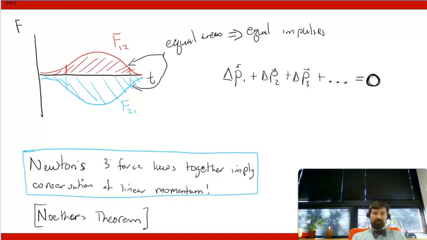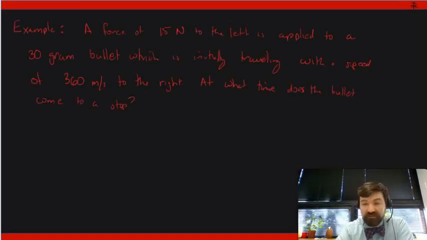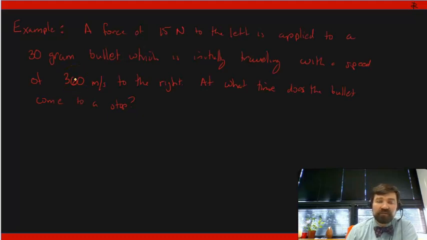So maybe a brief example, although I'm not going to do a momentum conservation per se example. Suppose that we have a bullet which is shot into a ballistic jelly, and the bullet is initially traveling at 360 meters per second to the right, and it has a 15 Newton force to the left from the ballistic jelly. We want to know after how much time does the bullet come to a stop. So this is assumed to be constant and initially applied at time 0.